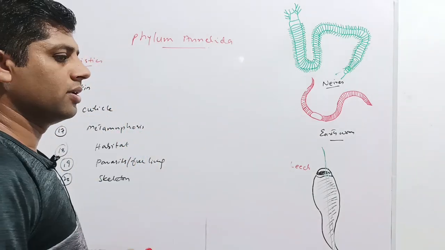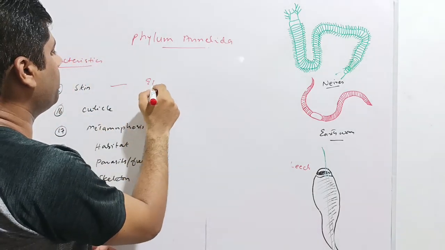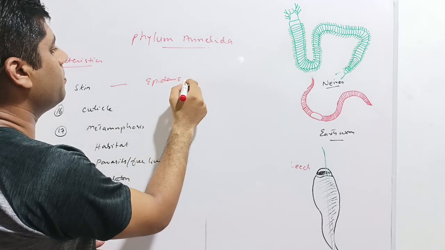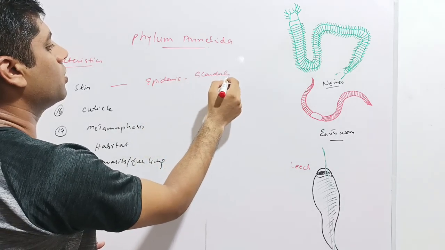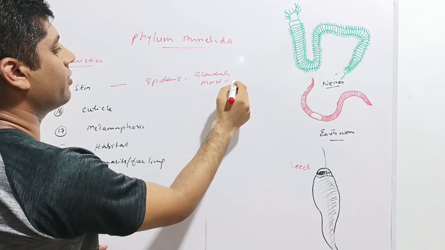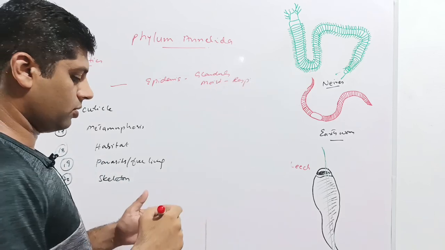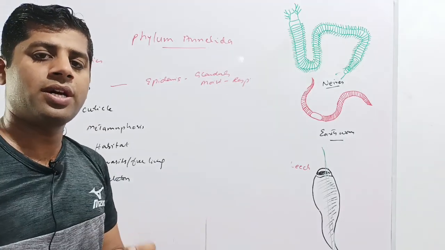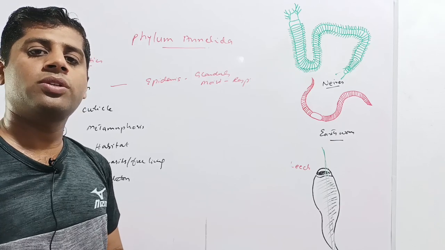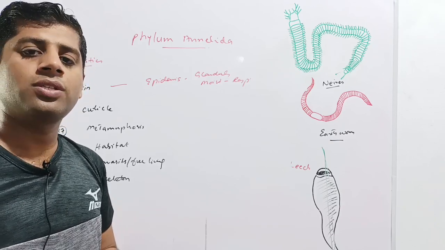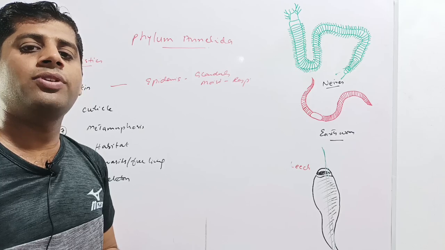Next is the skin. Skin of the annelids is made up of epidermis, and this epidermis is glandular to keep the skin moist for the purpose of respiration. Because we know that they lack the respiratory system, and they respire through general body surface or skin, their skin is glandular and moist for efficient respiration.